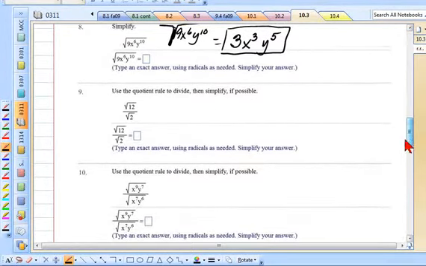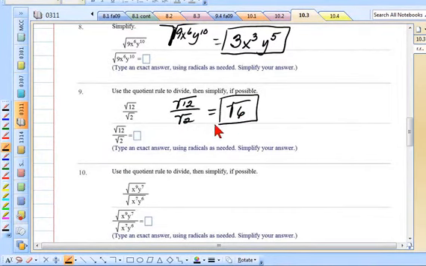All right, number 9, use the quotient rule to divide and then simplify. Okay, the square root of 12 divided by the square root of 2, I can divide. That gives me the square root of 6. Can I simplify that? No, I'm done.